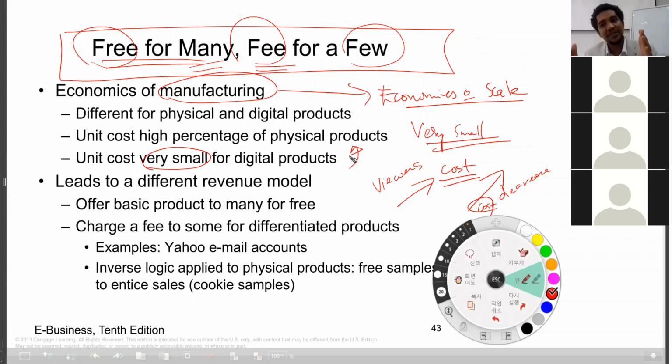So the graph is the same, but for web businesses, it's way smaller cost with having many viewers to your website. Okay, so this has advantage for web businesses. So you charge fee for some differentiated products.